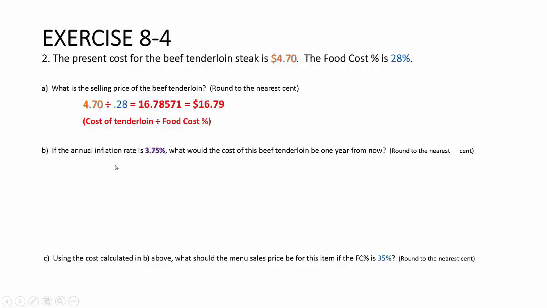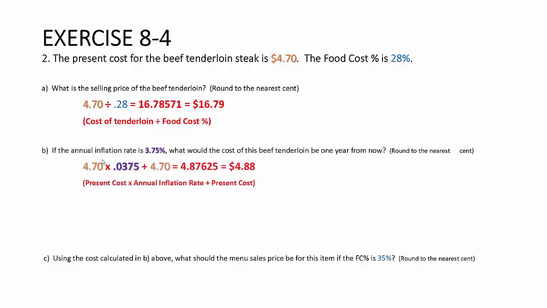Now we look at this inflation rate question again, and this time the inflation rate for the year is 3.75%. They want to know what the cost of the beef tenderloin will be in 1 year from now. So we need to add 3.75% to the cost of the steak. Not the selling price, but the cost.